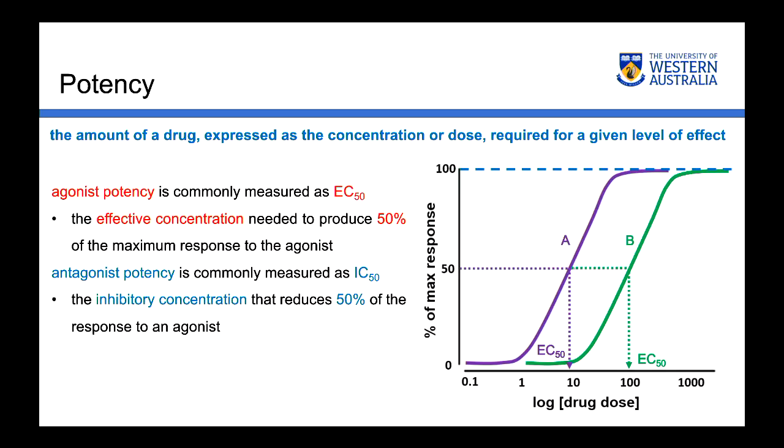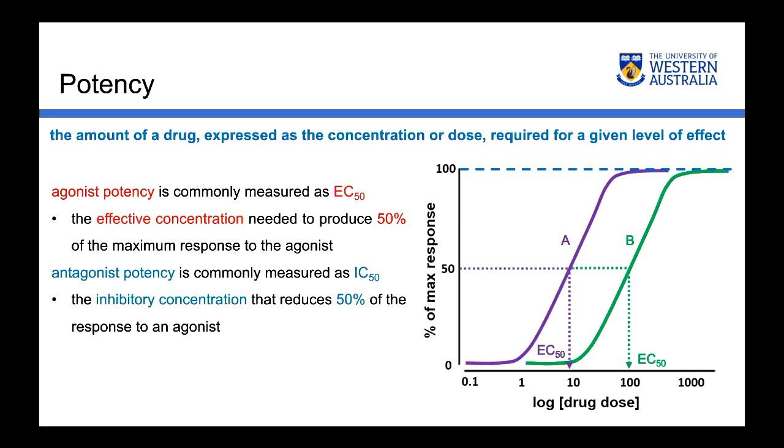Now, we can measure the potency for both agonist and antagonist. I'm going to focus on agonist potency here. It's commonly measured as effective concentration 50%, EC50. It means the concentration required in order to produce half of the maximum response to the agonist.